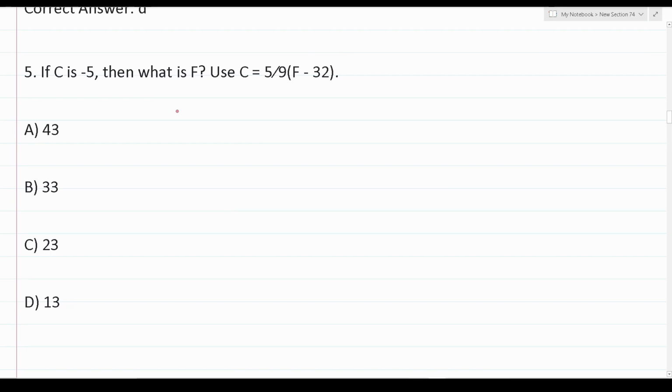All right, so number 5 here says if C is -5, then what is F? Use C equals 5/9 times (F minus 32). In case it's not obvious, C refers to Celsius and F refers to Fahrenheit. So for this problem, we're converting from Celsius to Fahrenheit.